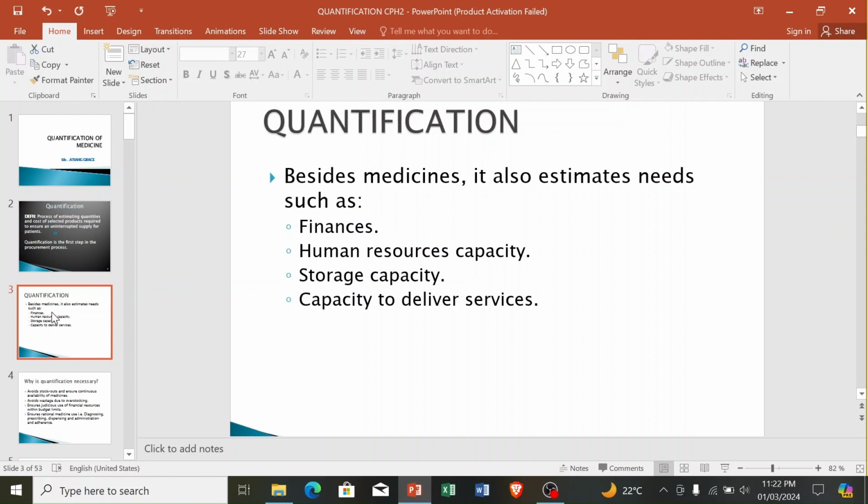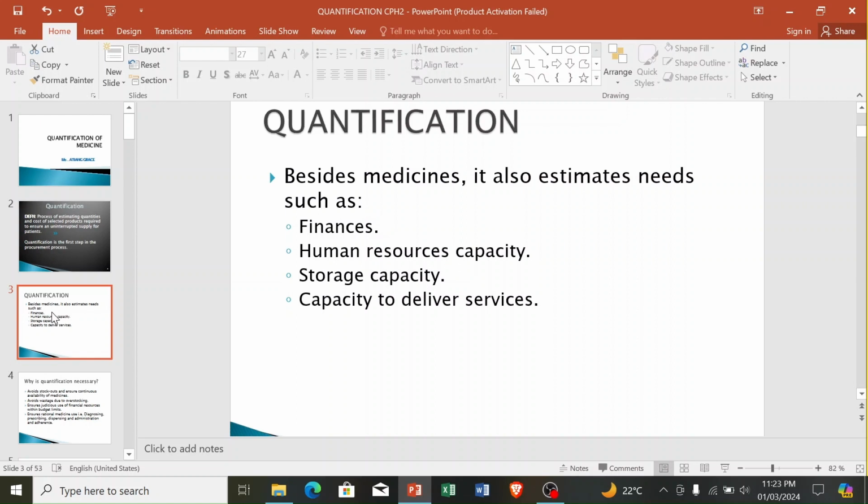And then capacity to deliver services. Whatever we are going to select, are we able to deliver the service? If we have selected oxygen cylinders, is our facility in position to deliver the service? Do we have competent and well-skilled personnel in our facility who can administer this specific medication that we are ordering for? Because when we look at the health systems, there are different levels.